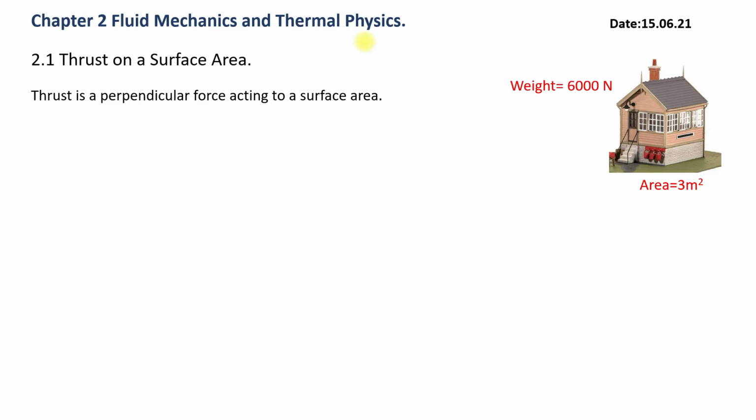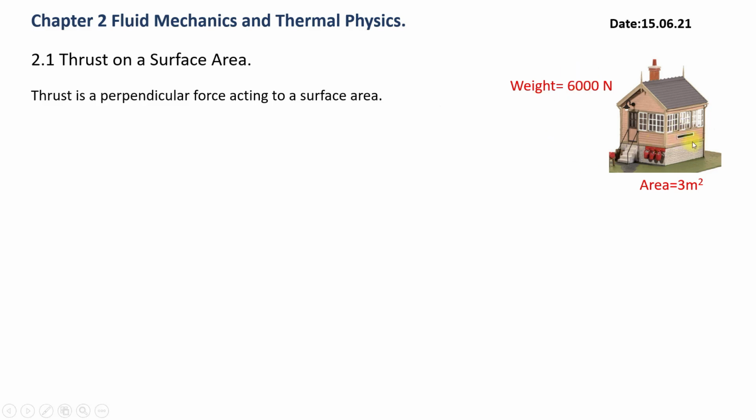Now we start the second chapter, that is fluid mechanics and thermal physics. Under this topic, first we are going to discuss thrust on a surface area. Any force that is acting at 90 degrees to the surface area is called thrust.